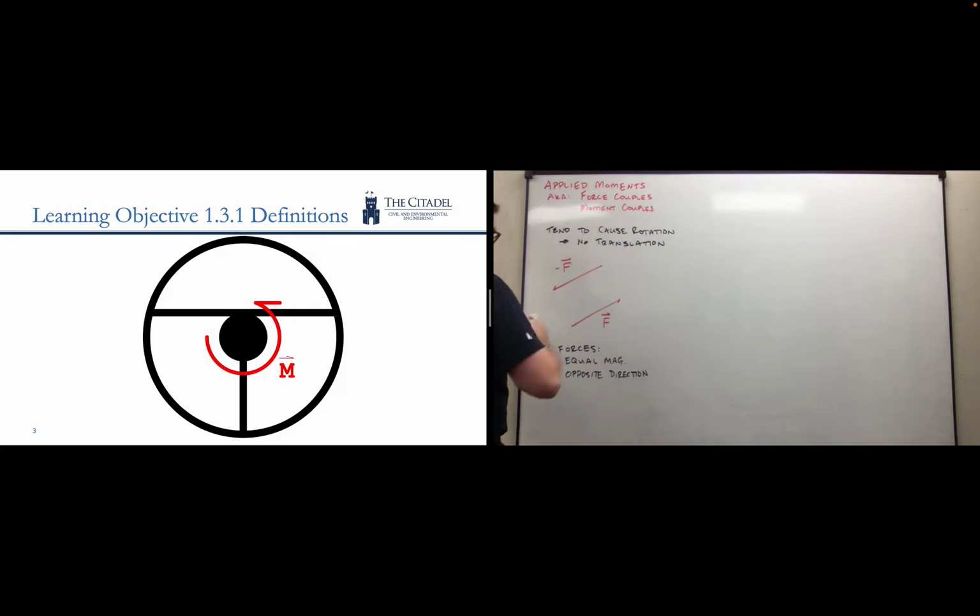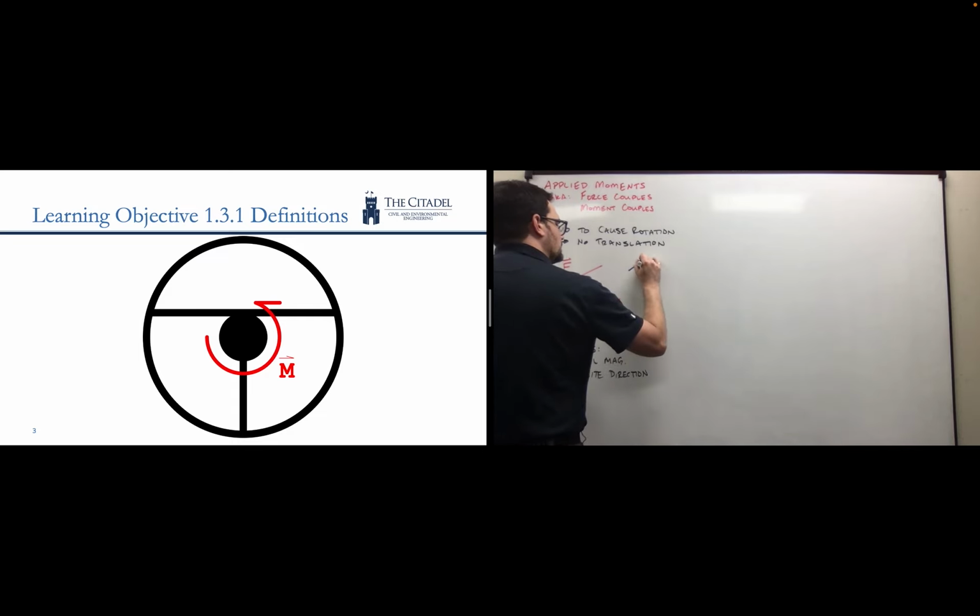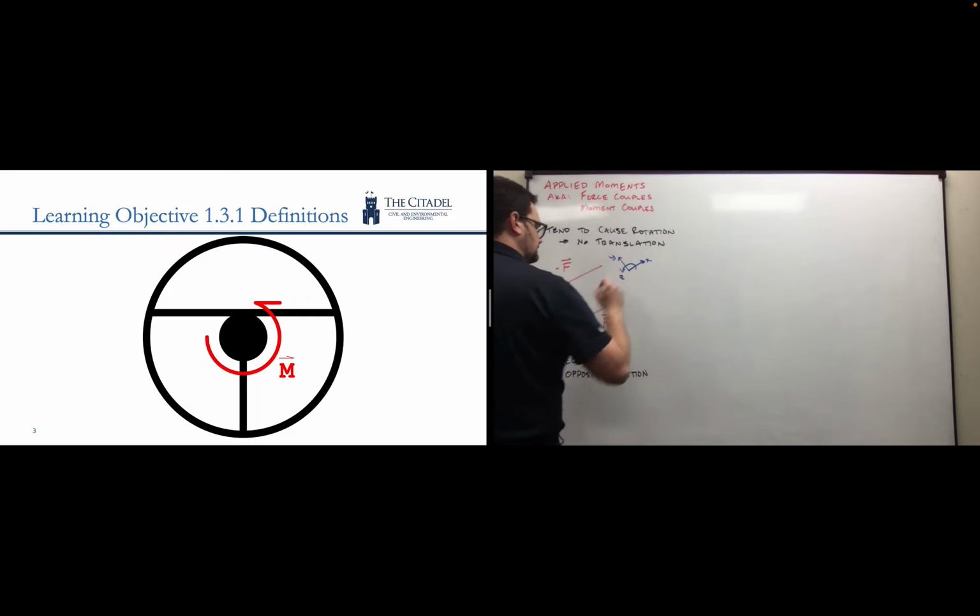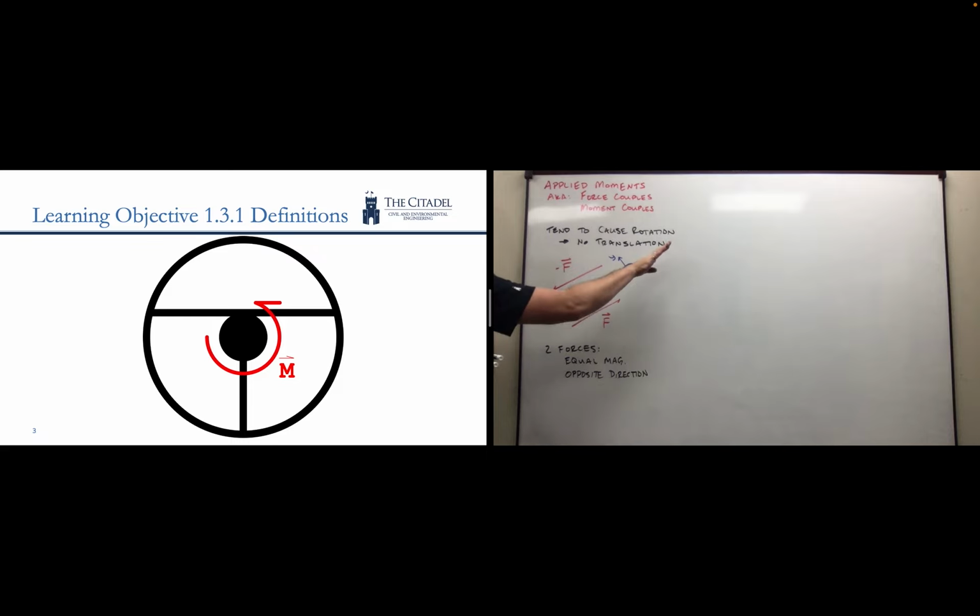We can put our sign convention on here someplace. Ooh, I'll do a rotated axis, like so. Okay, so one's pointing in the positive x direction, the other's pointing in the negative x direction.